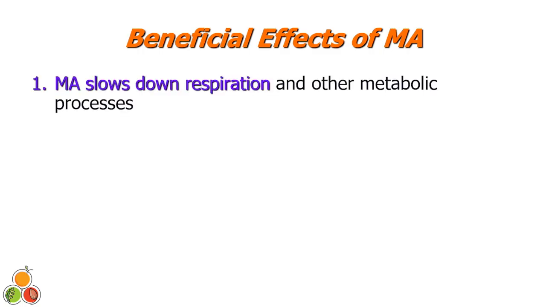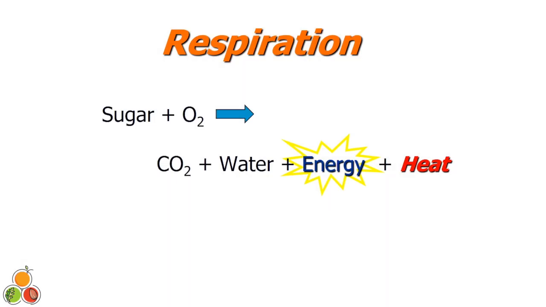So, MA slows down respiration and other metabolic processes because of the relationship of oxygen and CO2 to the respiratory process. So like I said before, if you reduce oxygen, you're starving the process. If you increase CO2, it actually has some sort of feedback inhibition and also slows the process.